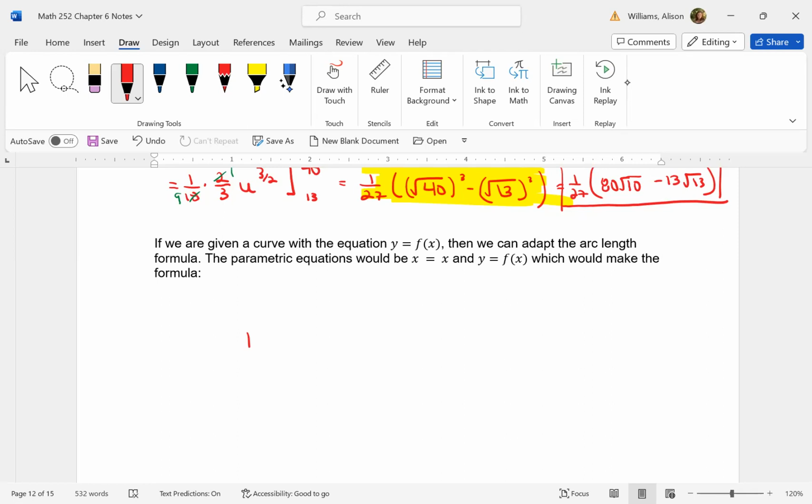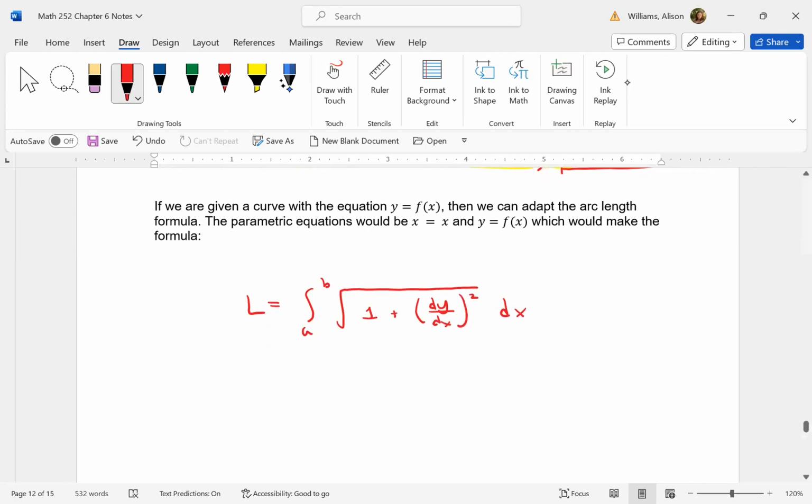The formula then becomes the integral from a to b of, instead of it being dx, right? That would be how you'd write the derivative in terms of x with respect to x. It's going to just be a 1. Derivative is going to come out to 1. Squared, which is just 1, plus dy dx squared, all in terms of x. So it's possible to write it in terms of x.